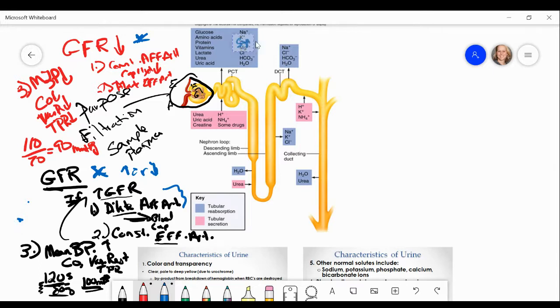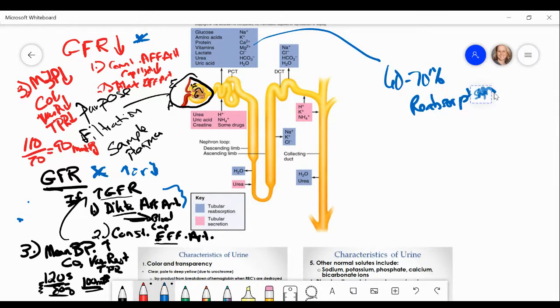Those are important points. In the PCT, one of the things you want to see is, again, there is 60 to 70% of our reabsorption occurring there. Okay, and that reabsorption is going to be hopefully all the glucose.